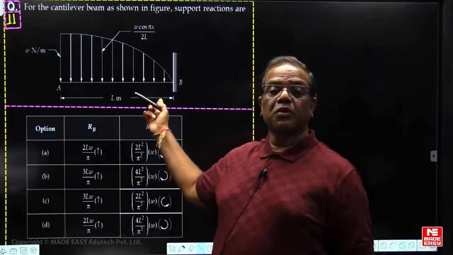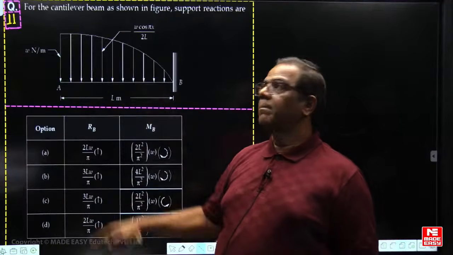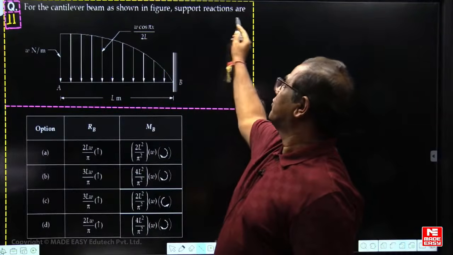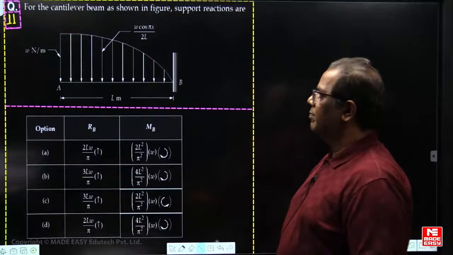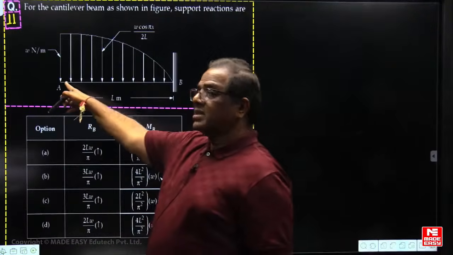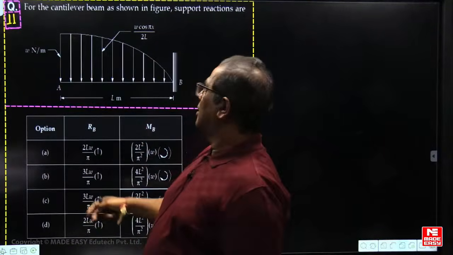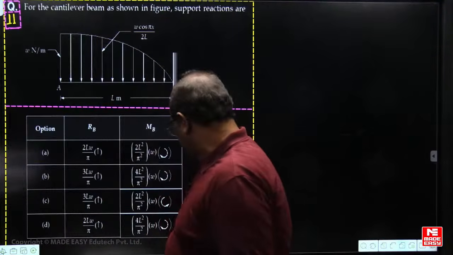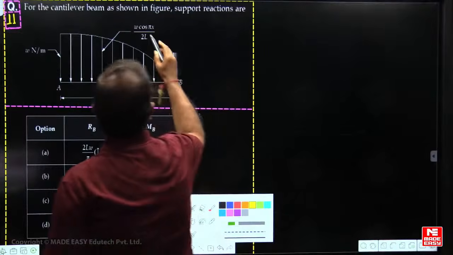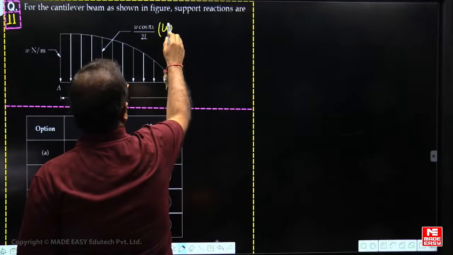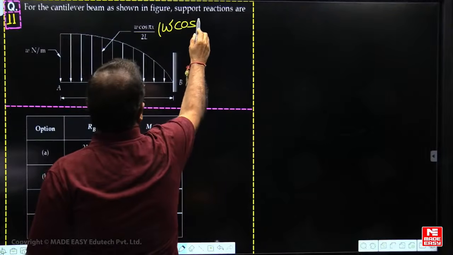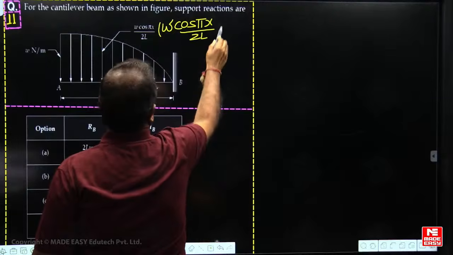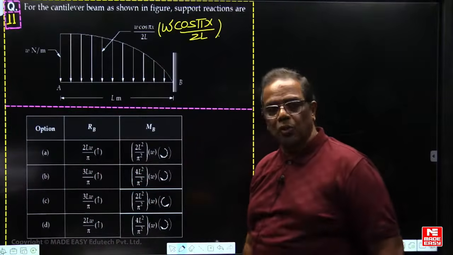But in the class, we did a simply supported beam with a distributed load, but this is a cantilever beam. For the cantilever beam as shown in the figure, what are the support reactions? Load intensity at the free end is W. And load intensity at an arbitrary section is W cos pi x upon 2L.